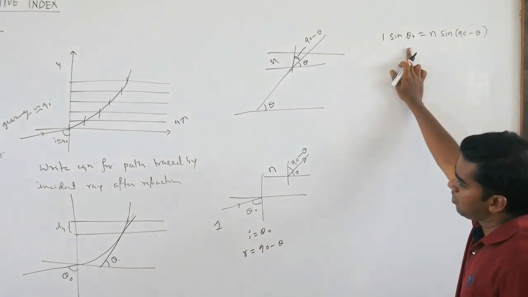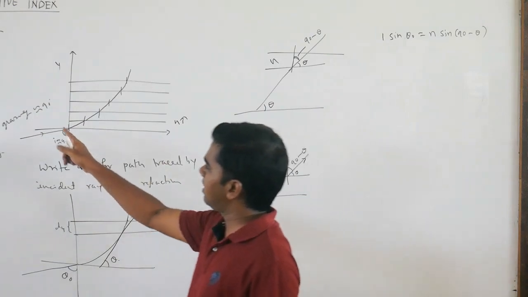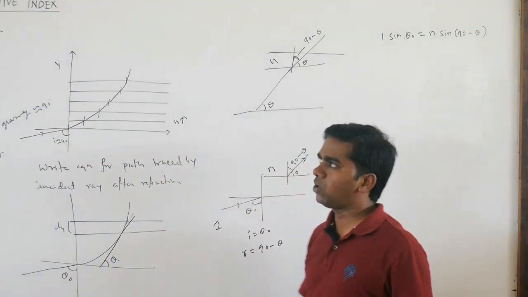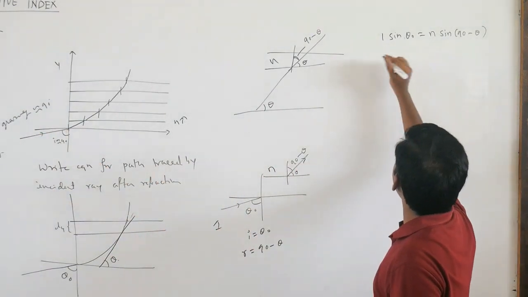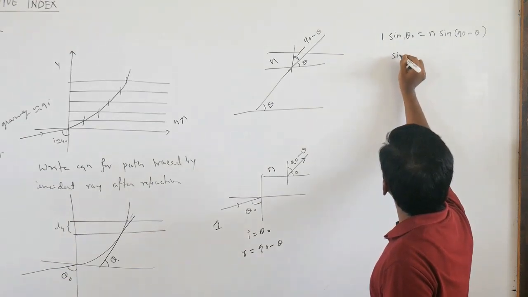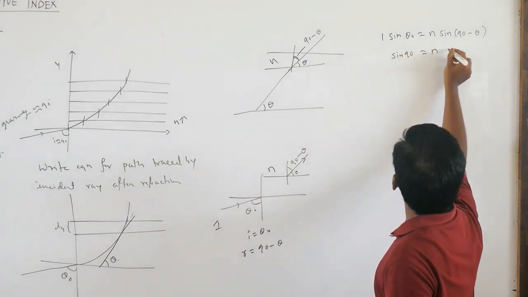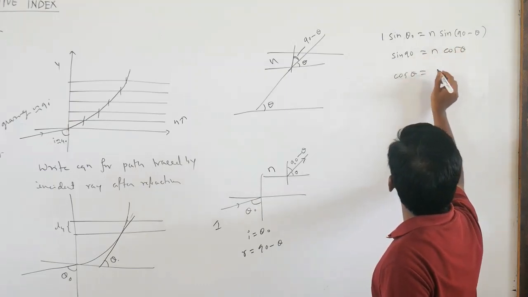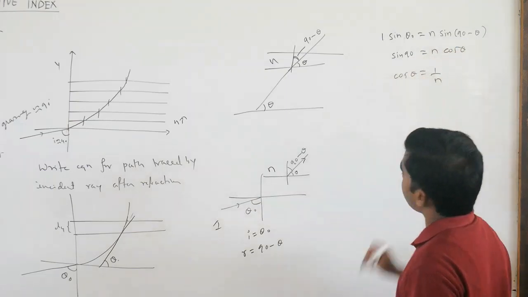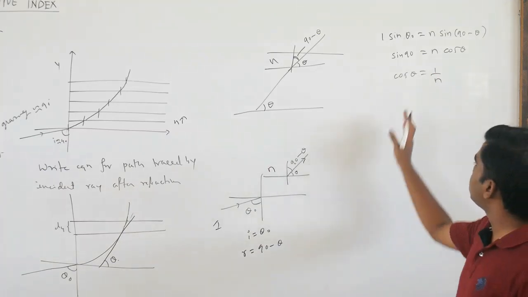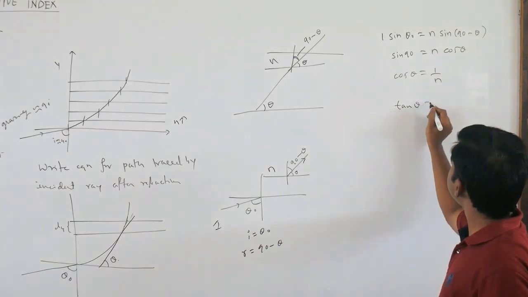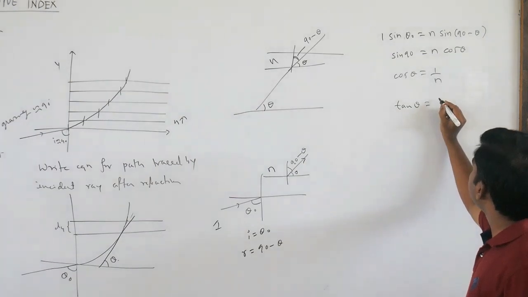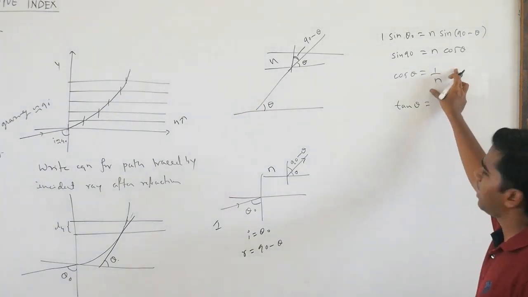Theta naught, as I already mentioned, is a grazing angle, almost 90 degrees always. So you can take it as sin 90 degrees. So sin 90 equals n cos theta. So you will get cos theta as 1 by n. From cos theta you can get tan theta also, so tan theta you can write in terms of n only.